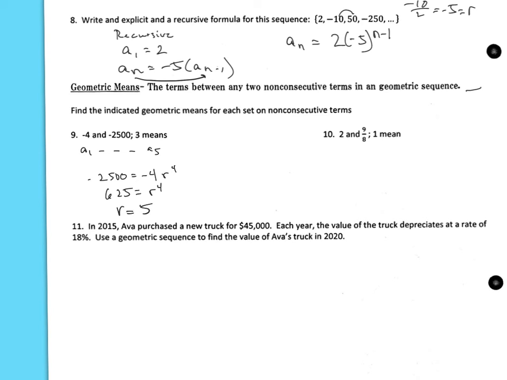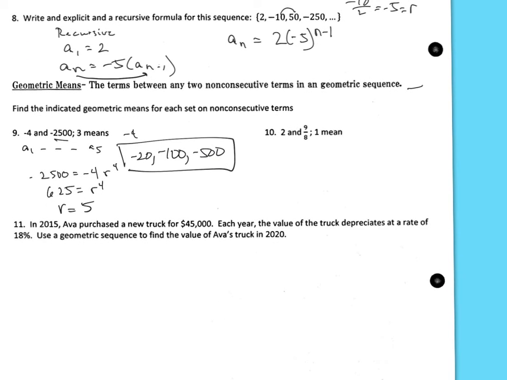And so the means would be, we have negative 4, so we multiply that by 5, so then we would have negative 20, multiply that by 5, negative 100, multiply that by 5, negative 500, and if we multiply that by 5, we end up at the negative 2,500. So it seems like it works.